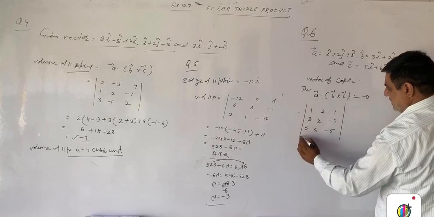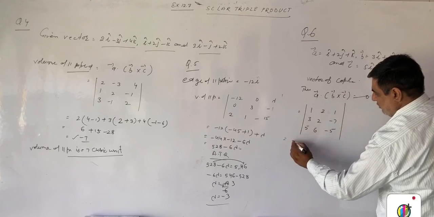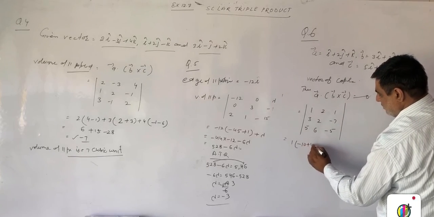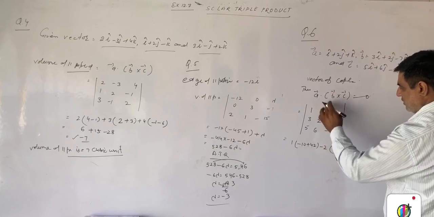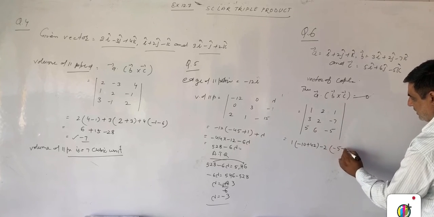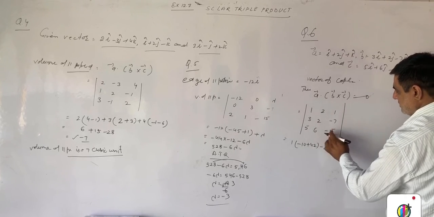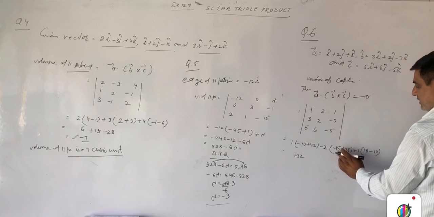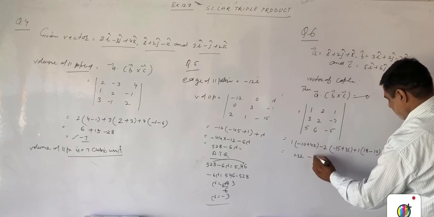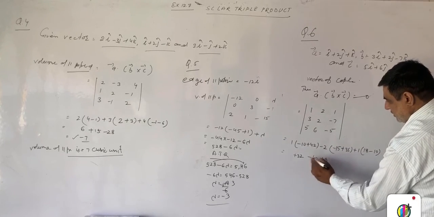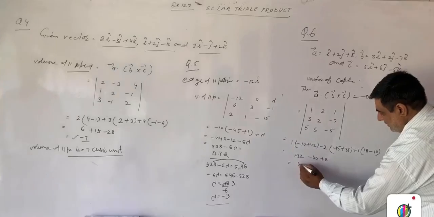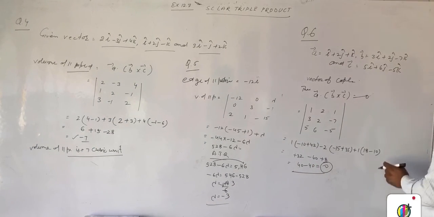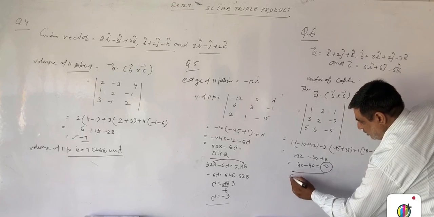Now we expand this by the first row. 1 into this, cancel this, is -10 plus 42, -2 into -15 plus 35, and then -15 plus 32 we get 20, -40, and this is 8. We get 32 plus 8, 40 minus 40 equals 0. Now the result of this question is 0. Then the points are coplanar.